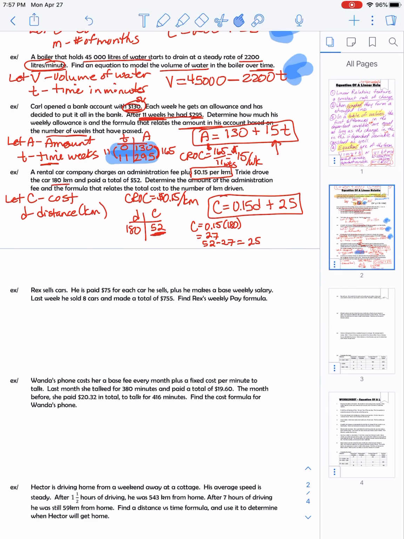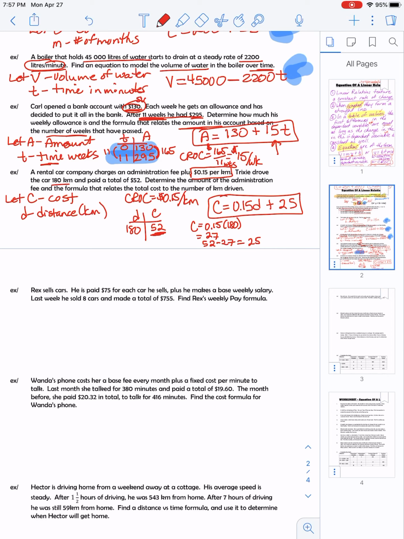Okay, so Rex sells cars. He is paid $75 for each car he sells, plus he makes a base weekly salary. Last week he sold 8 cars and made a total of $755. Find Rex's weekly pay formula.